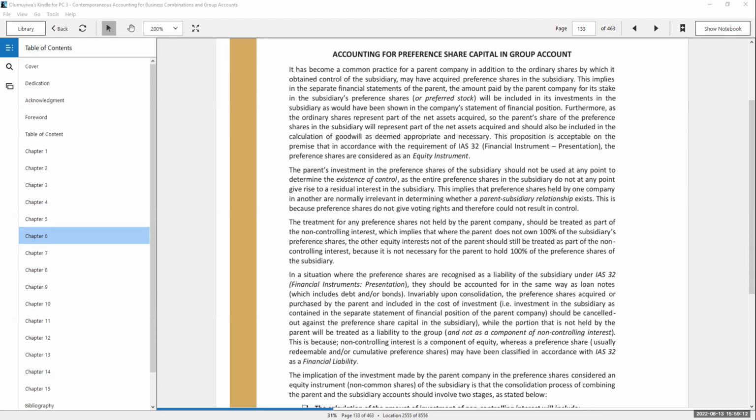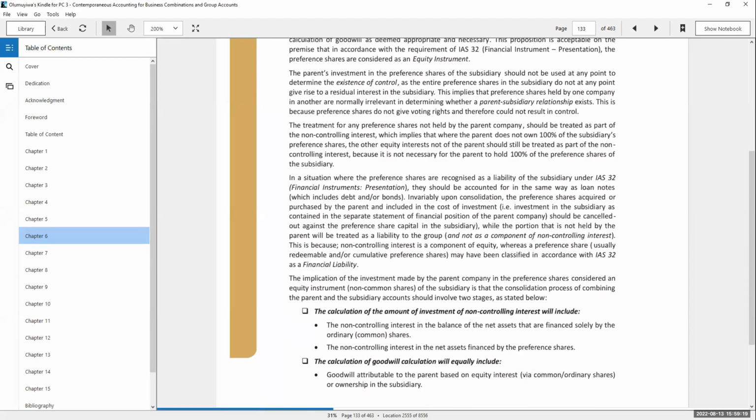This is because non-controlling interest is a component of equity, whereas preference share usually redeemed, sorry, okay. Yeah, what happened? I can't see where, when you moved it, it's like I lose. It's like you move it above where I am. No, okay, check where you are. Okay, now. I've seen it. Okay, I've seen it.